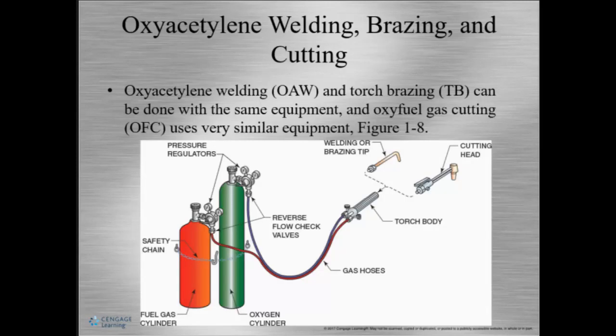Okay, so we're going to start out by learning about oxyacetylene welding, cutting, and brazing. This is grouped into oxyfuel welding and cutting. Essentially, the same equipment with small changes can be used for all of these processes. They use acetylene and oxygen gas, a pressure regulator, hoses, and torch bodies. The tip of the torch body can be changed for what you're trying to accomplish. A cutting head can be put on if we're going to cut metal. A welding tip can be used to weld or braze metal.